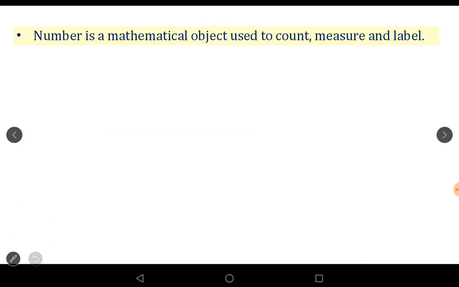A number is a mathematical object used to count, measure and label. In the English alphabet we have A, B, C, D, and other languages also have their letters, like the Hindi Varnamala. But in mathematics, only digits are used to count, measure and label. The digits are 0, 1, 2, 3, 4, 5, 6, 7, 8, 9.